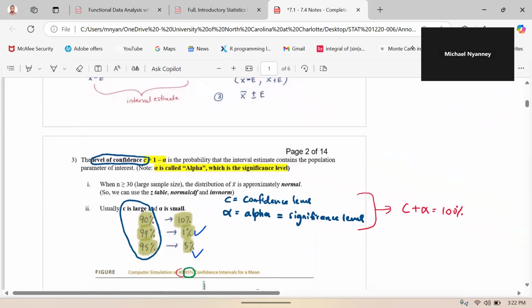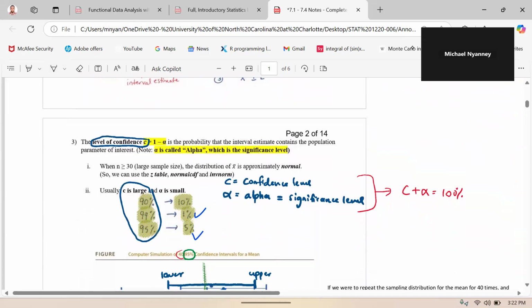The third thing to consider under this is the level of confidence. This tells you how confident you are that your interval is able to estimate the population parameter. We represent it by C. So 1 minus alpha is the probability that the interval estimate contains the population parameter of interest, where alpha is the significance level.